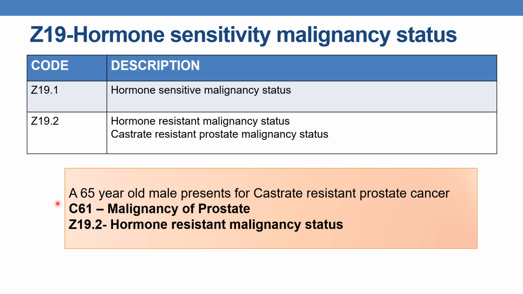Let us see an example. A 65-year-old male presents for castrate-resistant prostate cancer. So here the PDX would be C61 to indicate malignancy of the prostate. Then Z19.2 to indicate hormone-resistant malignancy status.